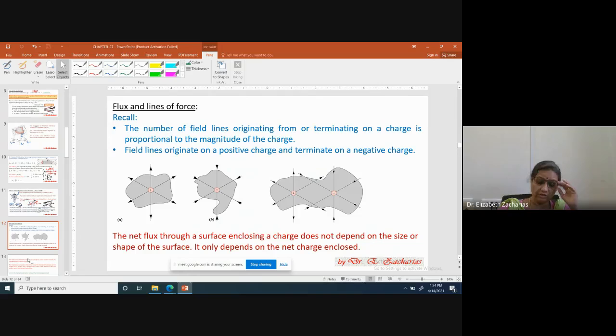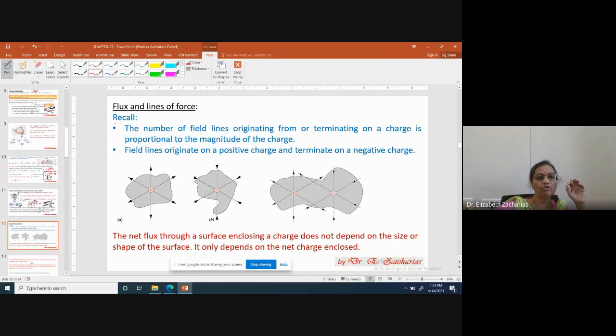Here is another pictorial representation. Remember, it's only a pictorial representation. Don't jump and ask me, ma'am, you taught us that electric field lines should not cut each other, but then in that drawing it is cutting. This is just a pictorial representation. Okay, so don't ask me that question.